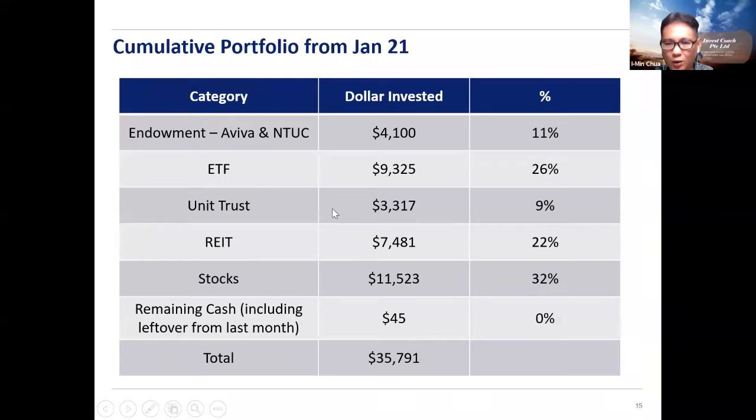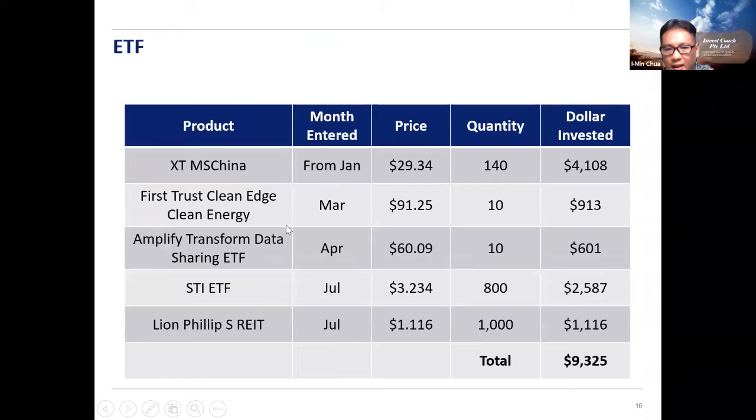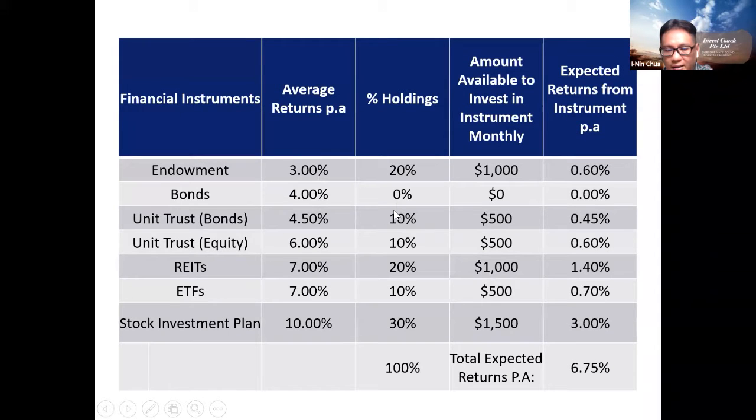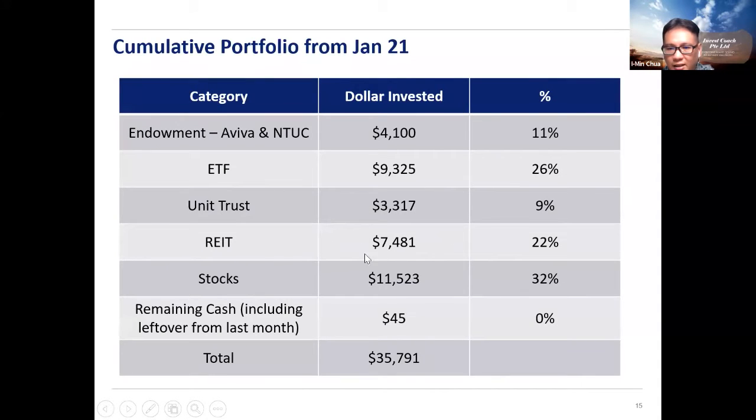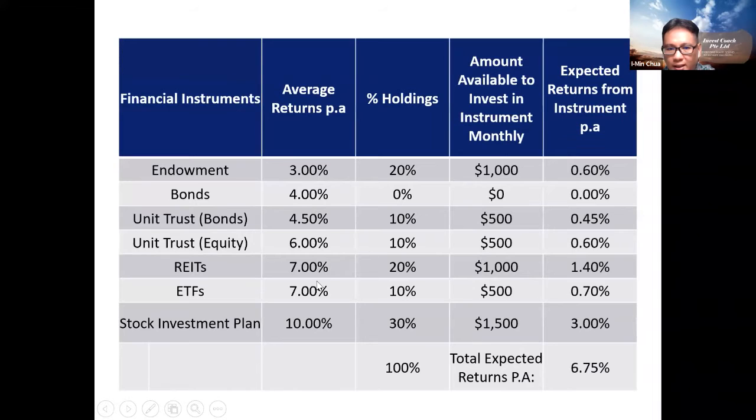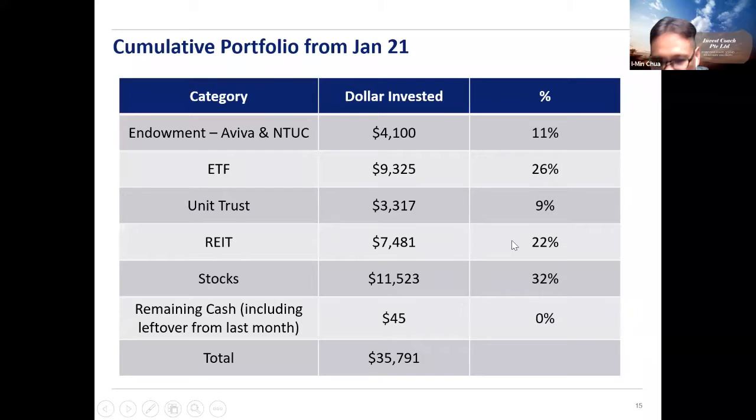So this is my actual allocation. You can see that it's quite close except for endowment. Endowment, I should hit about 20, but I only have 11. ETF and unit trust, I now have 35%. Down here is 10, 10, 10, so it's about 30. REITs, I should hit about 20, so I'm about there. Stocks about 30, so I'm about there. So basically I should ramp up more on my endowment.